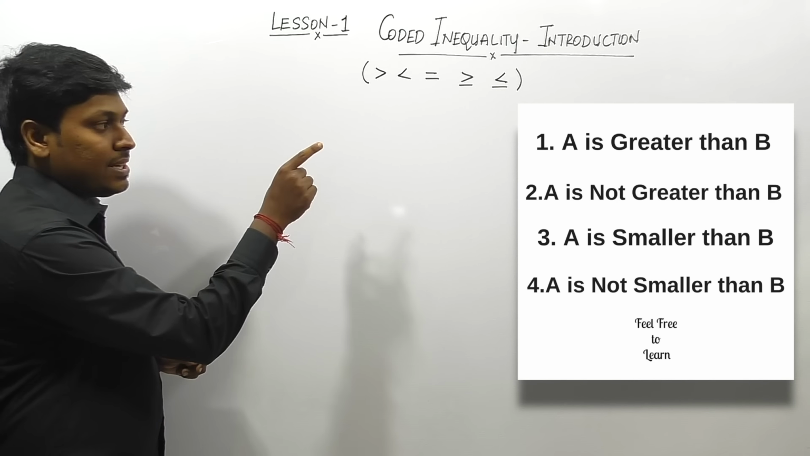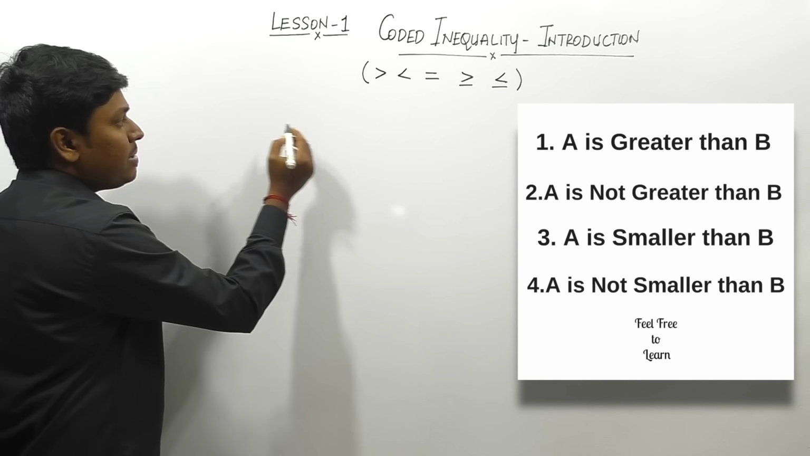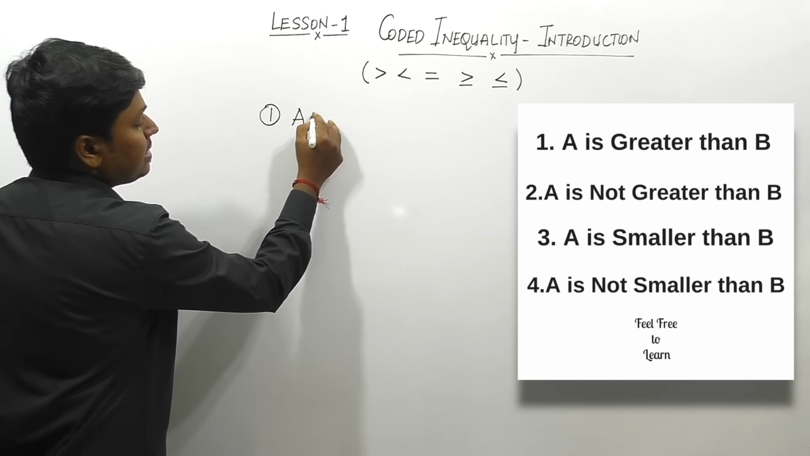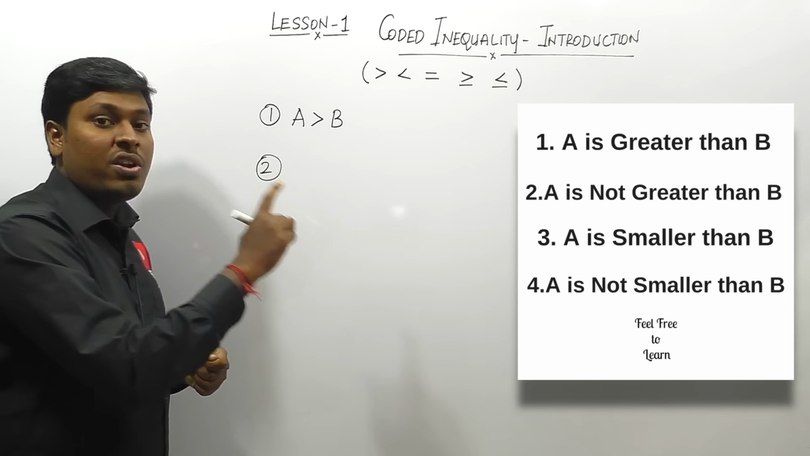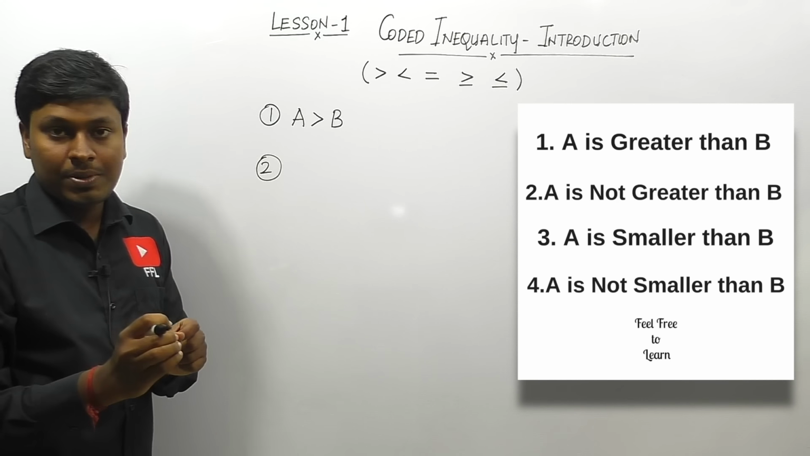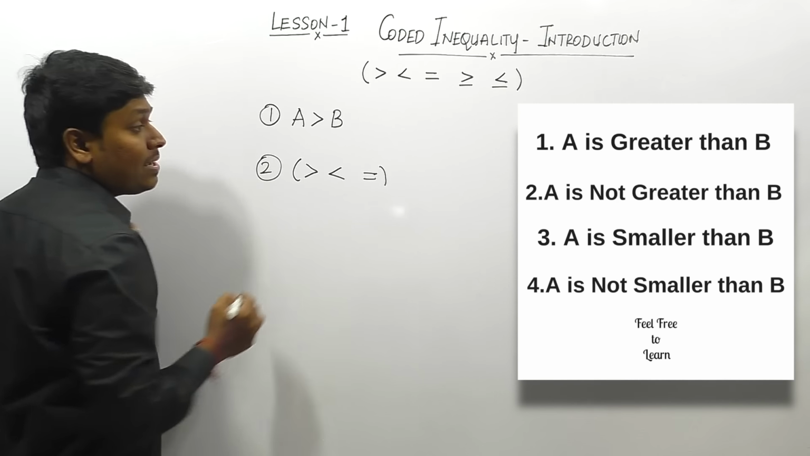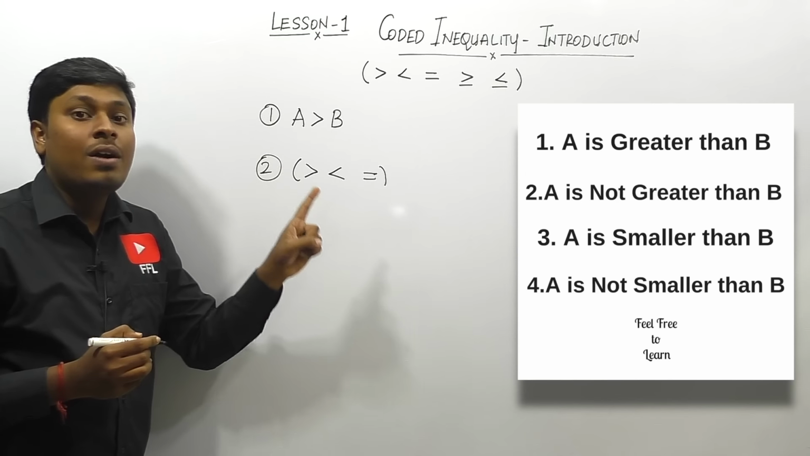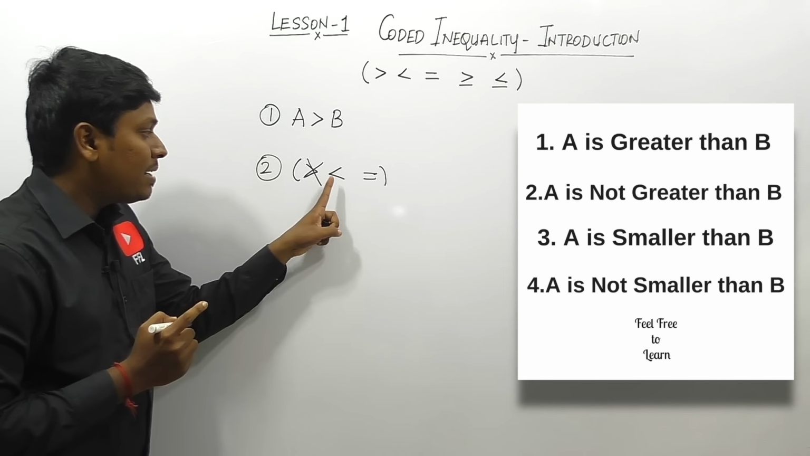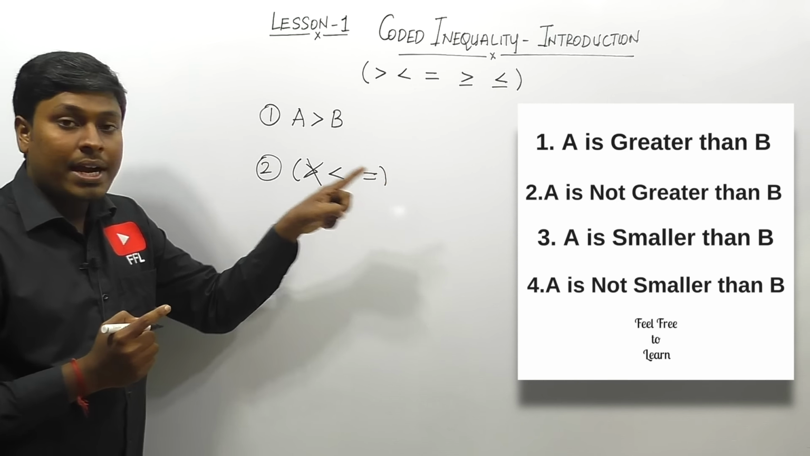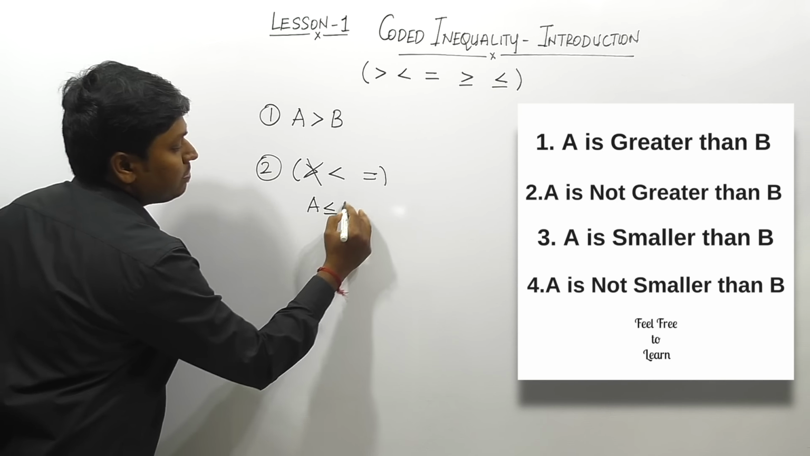Listen here, the first condition is: A is greater than B. It's a direct condition, so the answer for condition number 1 is A greater than B. Condition number 2, listen carefully: A is not greater than B. We already know that the major 3 symbols are greater than, less than, and equal to. Here the condition says A is not greater than, so we eliminate the greater than symbol alone. The remaining symbols are less than and equal to. So the answer for condition number 2 is A less than or equal to B. Friends, got it?